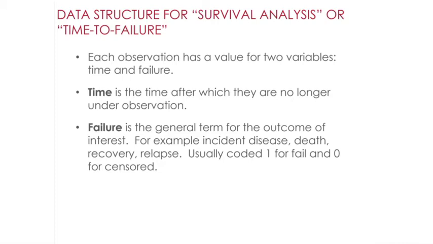So usually coded 1 for fail and 0 for censored, or 0 for not having the outcome. So here's the data set that I generated to match that graphic that we were looking at earlier. Each subject is going to have a study ID, and I've just numbered them 1 to 24. And then T is going to be our time variable.